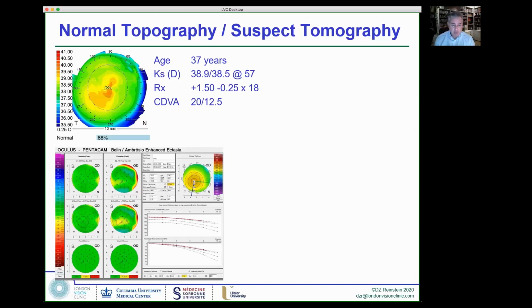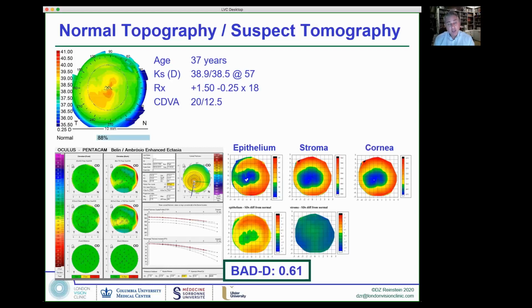We look at the Belin Ambrosio plot. There was maybe 1 yellow box, but everything else white, and the D was completely white. It was a 0.61. It was a very normal D. But when we look at the epithelial profile, we see a highly abnormal profile. This is a dramatic case, right? You've got a donut of epithelium, quite obviously.